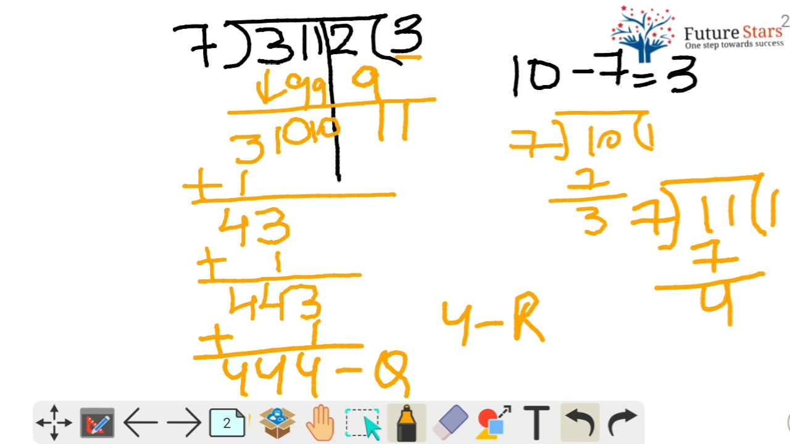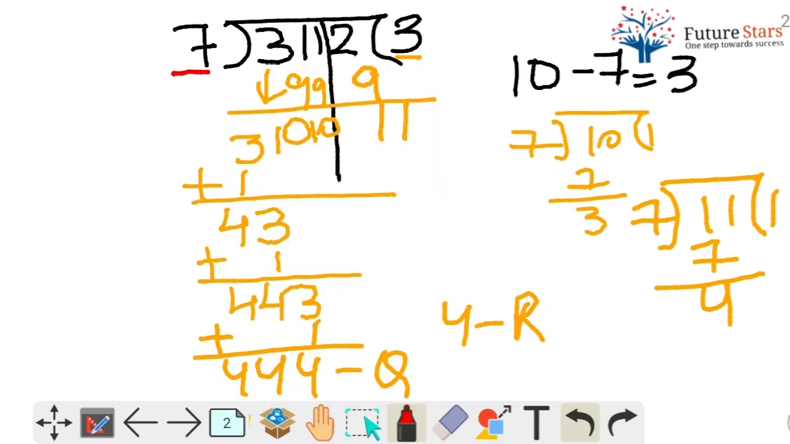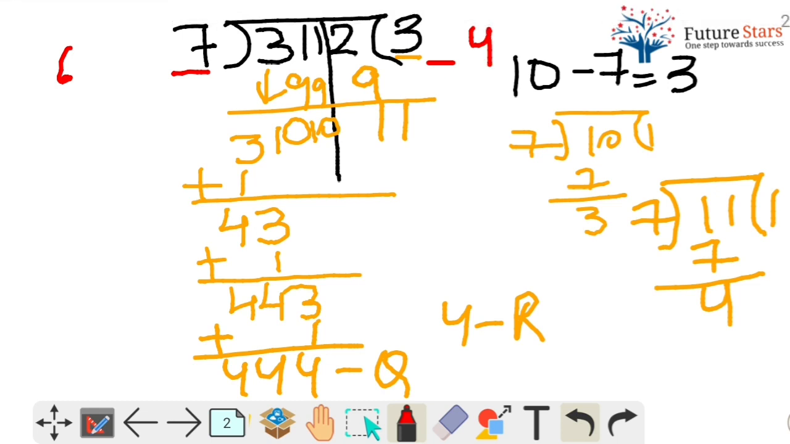I hope you understood. So we can divide all the numbers like this, just the digits here will keep changing. Suppose here we got 6, so here it becomes 4 and so on. You just have to subtract the number, like 10 minus 6 is 4, 10 minus 5 is 5. So like that you can do it.